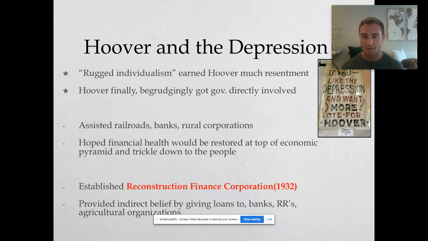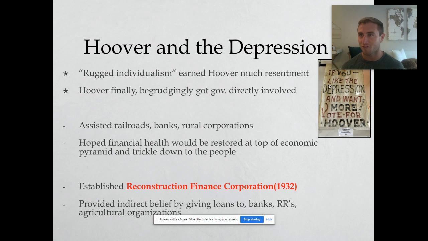This is Hoover's ideology, but he is going to meet heavy criticism for this because it's an unprecedented time of suffering. And so people are going to be very, very frustrated at Hoover. They're going to call it the Hoover Depression. They're going to call these shanty towns that are emerging, of unemployed and homeless people, Hoovervilles. I mean, it gets really, really bad.